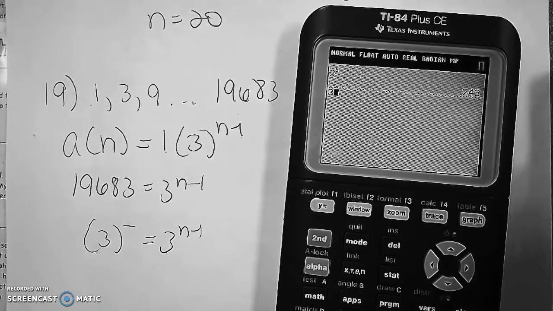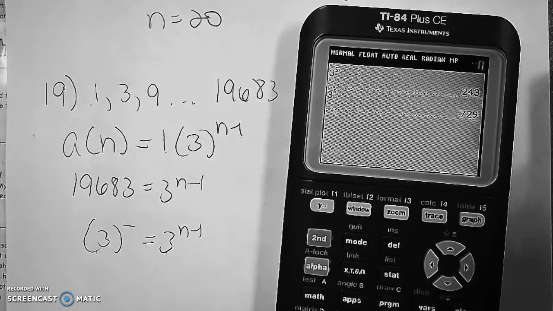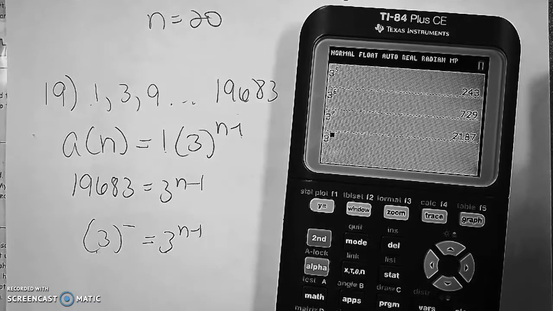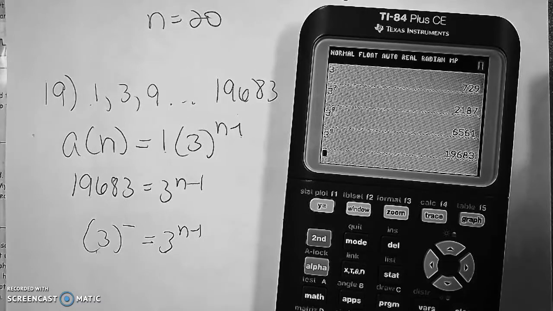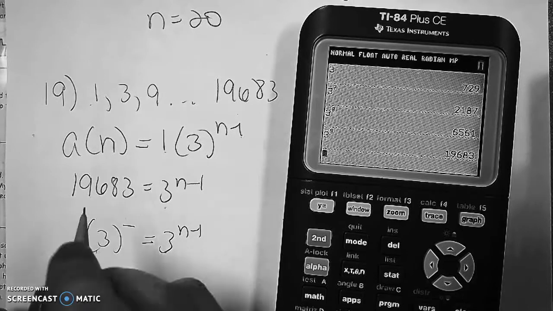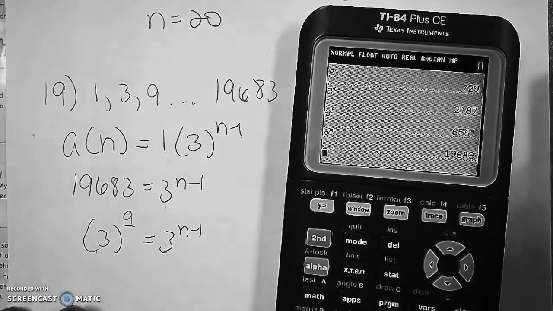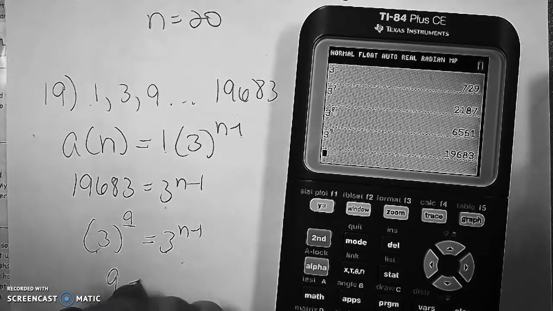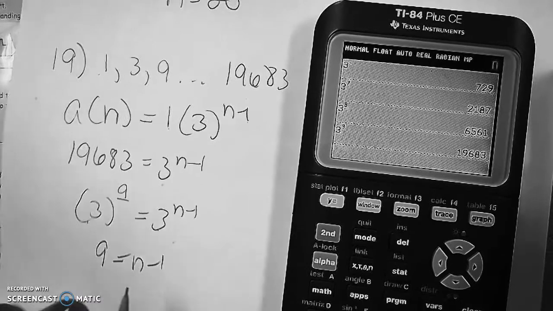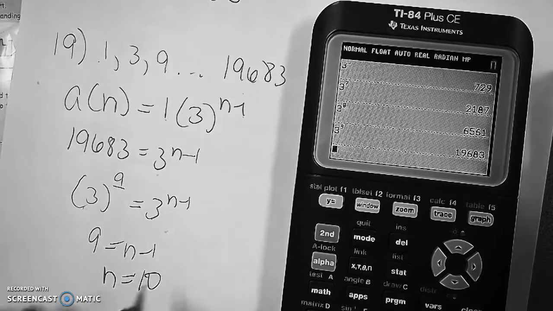Well, not quite enough. 3 to the 6th, 3 to the 7th, I'm getting closer, 3 to the 8th, 3 to the 9th, and there I have it. So I could write 19,683 as 3 to the 9th. If the bases are the same, the exponents do have to equal each other, and so therefore I get n is 10.